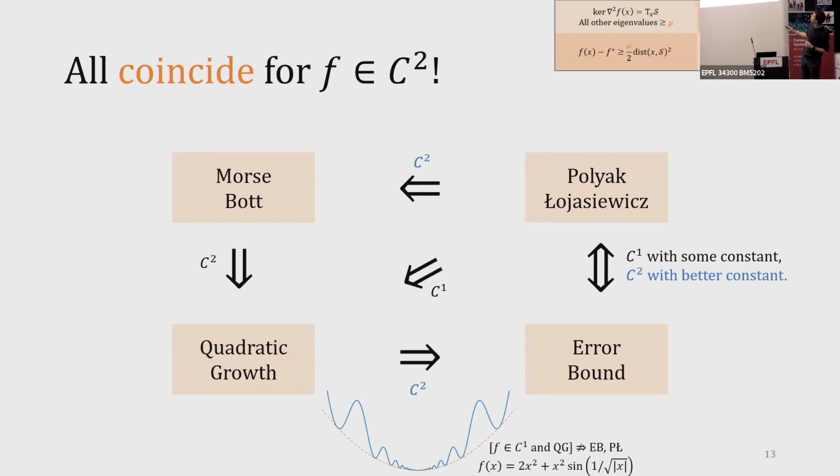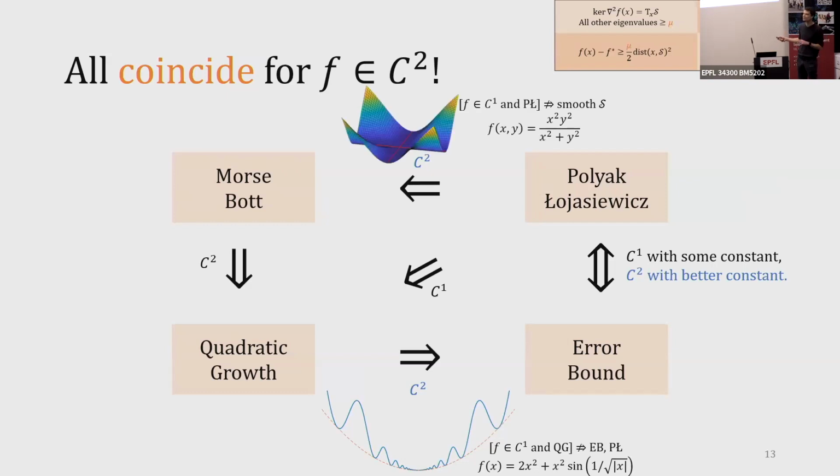And then for this implication here, Chris, another grad student in the group who was there moments ago, I think, came up with this nice function, which is C1 and satisfies PL, but the set of minimizers is a cross, which is not a manifold of any regularity. Well, it's not C1 anyway. Okay. So if you're thinking about Ck classes, you really need C2 for all of these things.